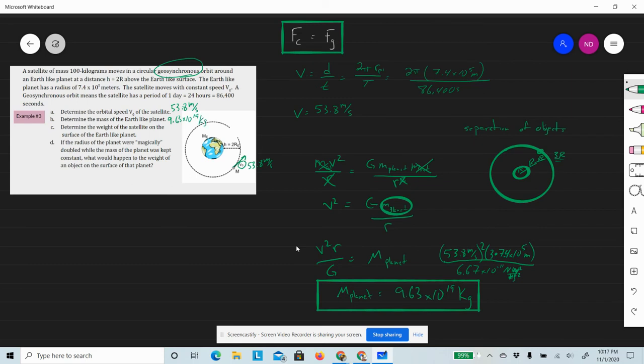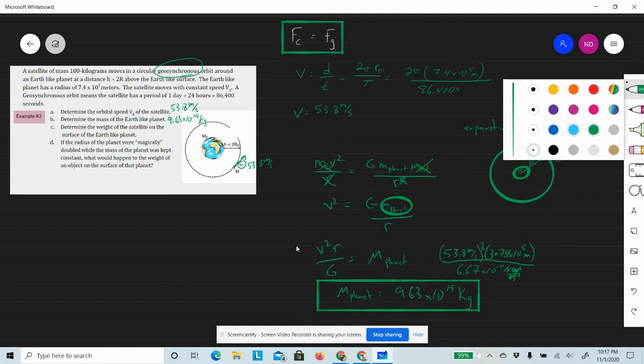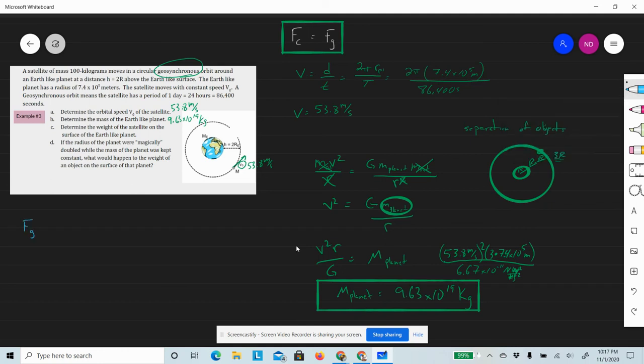Determine the weight of the satellite on the surface of the Earth-like planet. G, M planet, M object over separation squared. Here, if it was on the surface of the planet, its radius is only 1r. So here the radius is a little different. Pay attention to that, right? Be aware, it's not the same r. The separation changes if it goes to the surface.